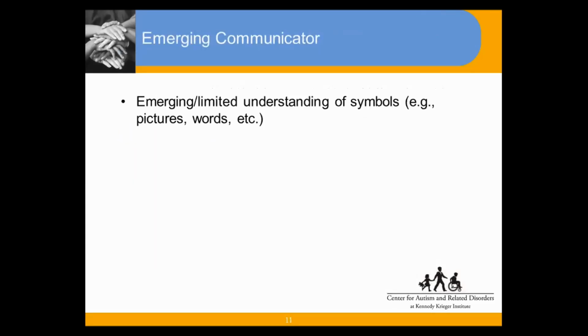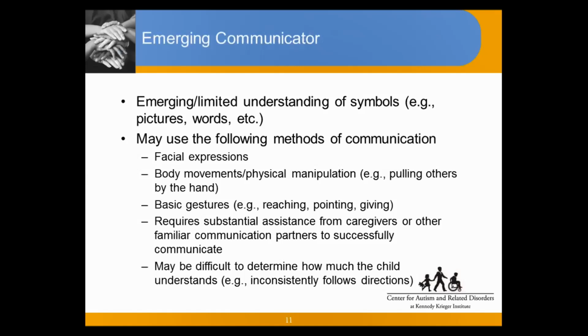So our emerging communicators, just to give you some more information, as I had mentioned, they have more limited understanding of symbols. They're using, again, facial expression, some of those body movements that we talked about earlier, pulling a caregiver or familiar communication partner to things that they want. And one of the things I didn't talk about was you do need substantial assistance from caregivers or other communication partners to successfully communicate, because we're doing a lot of interpreting for these emerging communicators. And it might be difficult to determine how much the child understands.